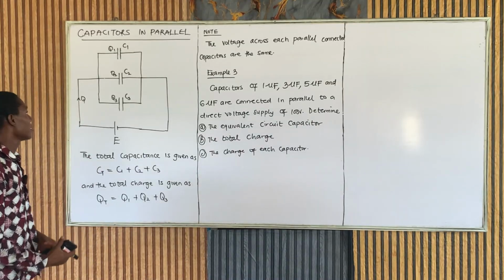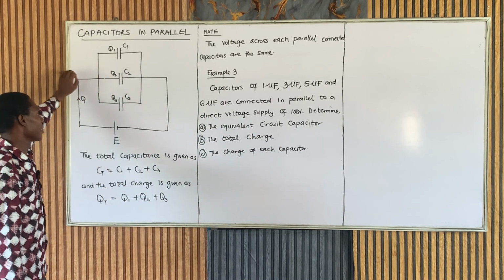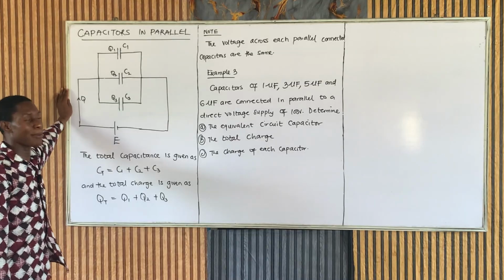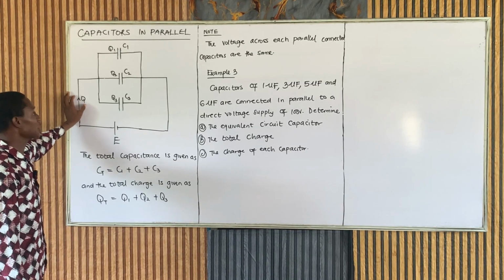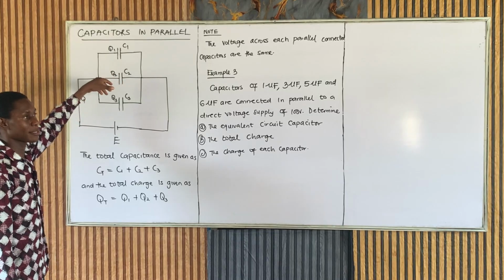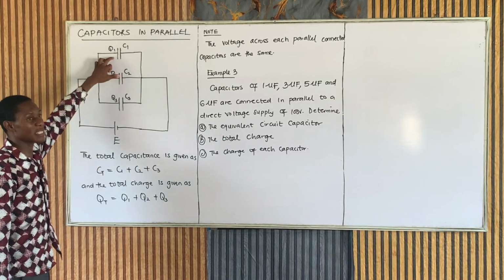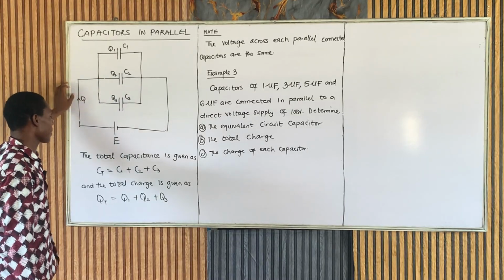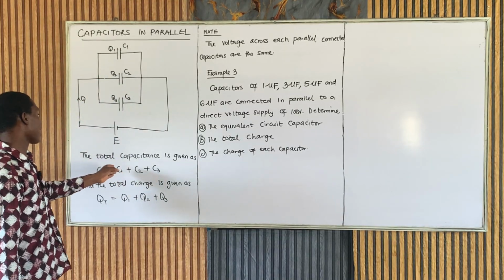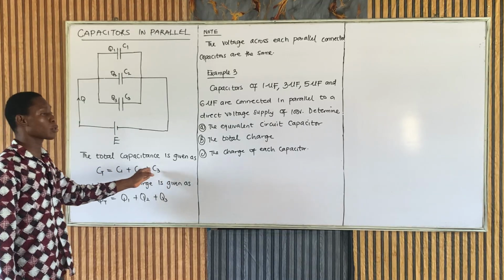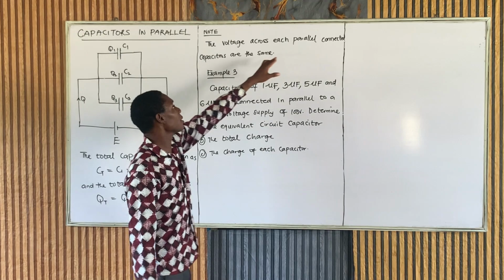Capacitors in parallel. Here we have 3 capacitors in parallel. One thing to note about capacitors in parallel is that the charge in the circuit splits across the 3 capacitors. And so to get the total charge, it is the charge on the first capacitor plus the charge on the second capacitor plus the charge on the third capacitor. Another thing to note is that the total capacitance is gotten by adding the first capacitor, the second capacitor, and the third capacitor.